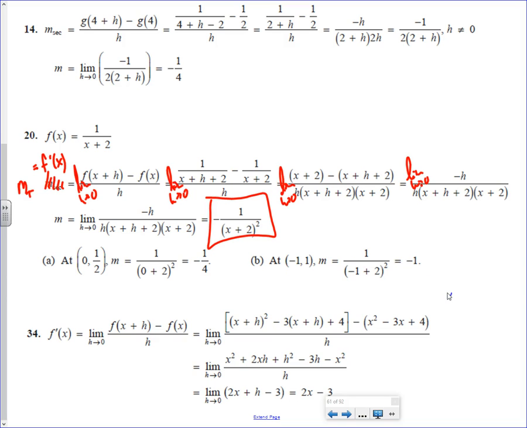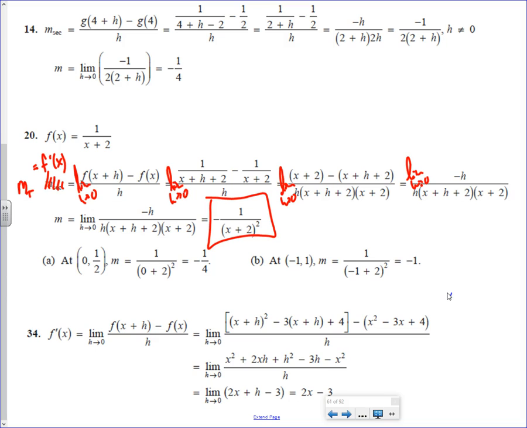So on number 20, since you had to plug in 2 different points, it wouldn't have been a good idea to start specific right away with, like, say, x equals 0. Because if you had started specific right away, you would have ended up with only the slope at 0.